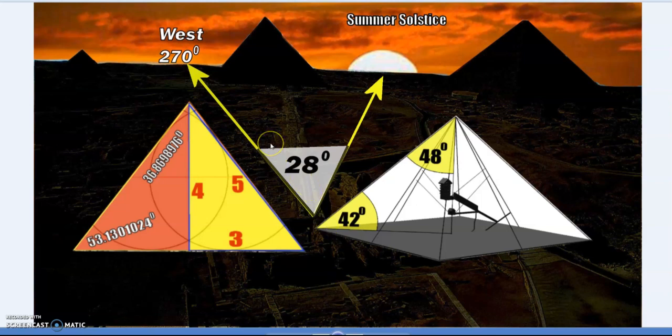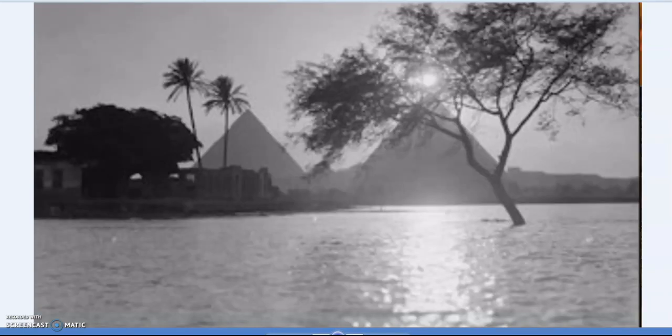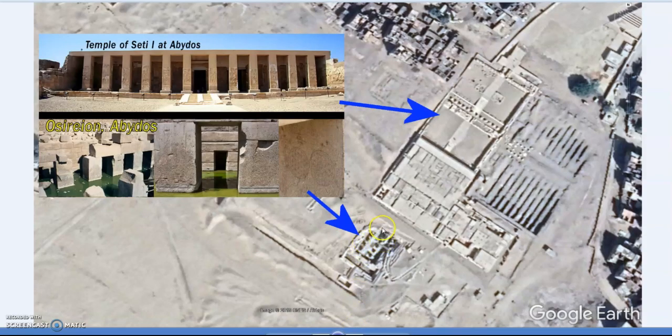So summer solstice, the new year, the flood, it is throughout the Theban necropolis complex itself. The new year, that symbol, the flood, the Nile, the rhythm of life there. Now next we have another important site, and that is at Abydos. Now here we see the Osireion I mentioned earlier, that has that unique form of architecture.